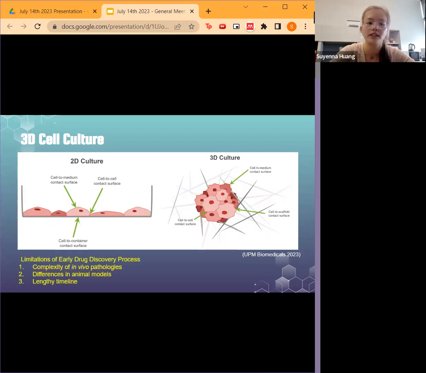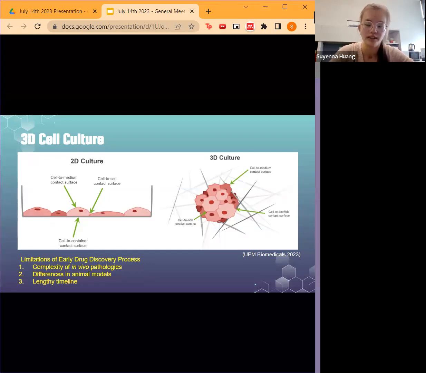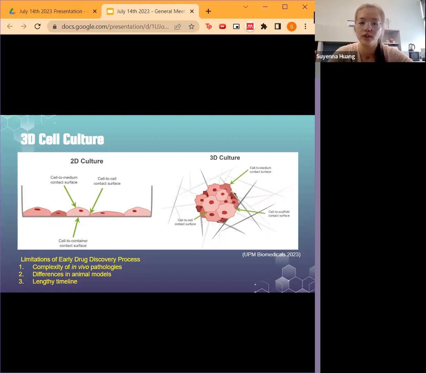So if you recall some of the limitations of the early drug discovery process, the first being the complexity of in vivo pathologies. Well, instead of using your traditional 2D cell culture on the left, if you do your testing in 3D cells, whose morphology and physiology is closer to in vivo conditions, then your drug penetration will also take into consideration the architecture of the cells. Unlike 2D cultures, where all the cells are exposed to the same amount of nutrients and toxins.